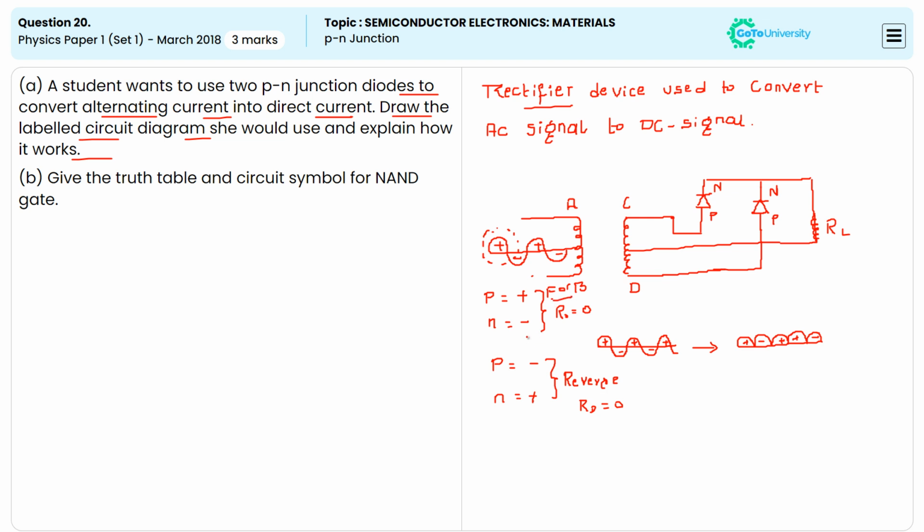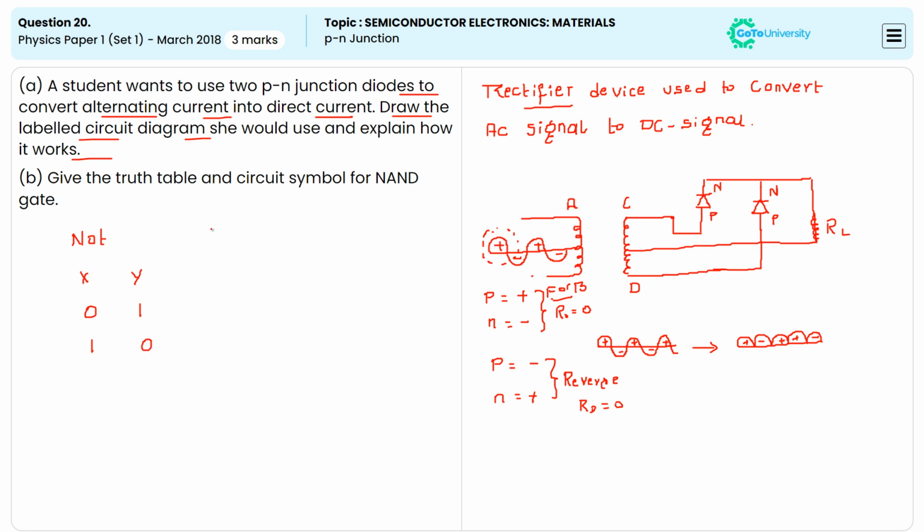And the second part of the question: give the truth table and a circuit symbol for the NAND gate. Okay, the NOT gate and the AND gate together form a NAND gate. The NOT gate works like this: X is the input and Y is the output. If the input X is 0, the output Y is 1. And if the input is 1, the output is 0.